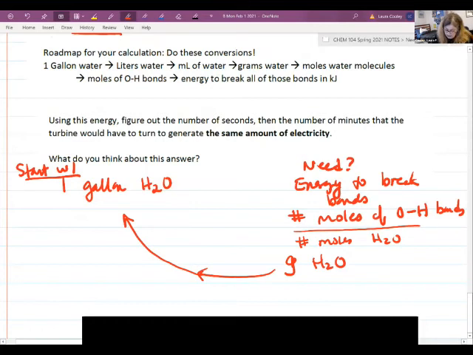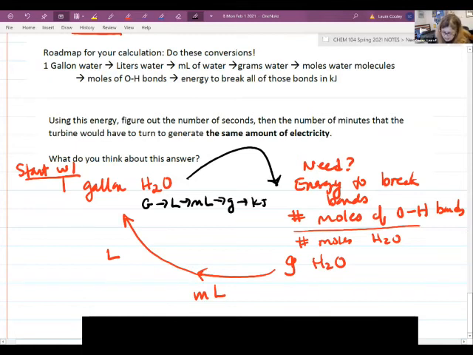Because I'm going to go from milliliters and then liters and then gallons. So if you're going the other way, you pretty much have to go from gallons to liters to milliliters to grams to moles of H2O to moles of OH bonds to kilojoules. So that's the roadmap for how to figure that part out.